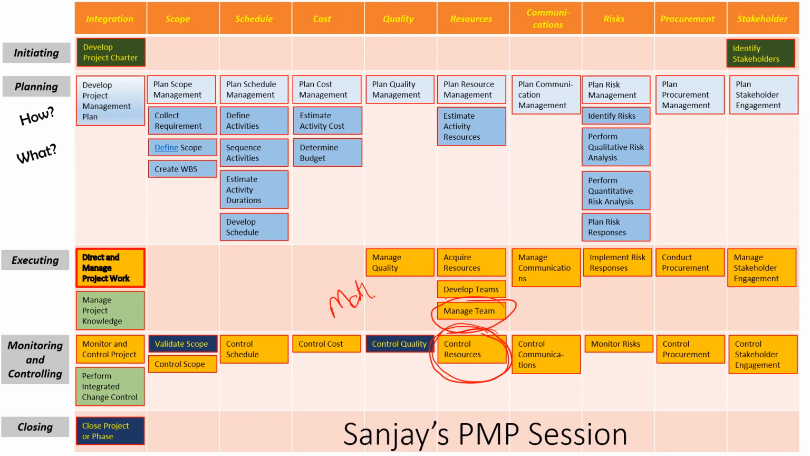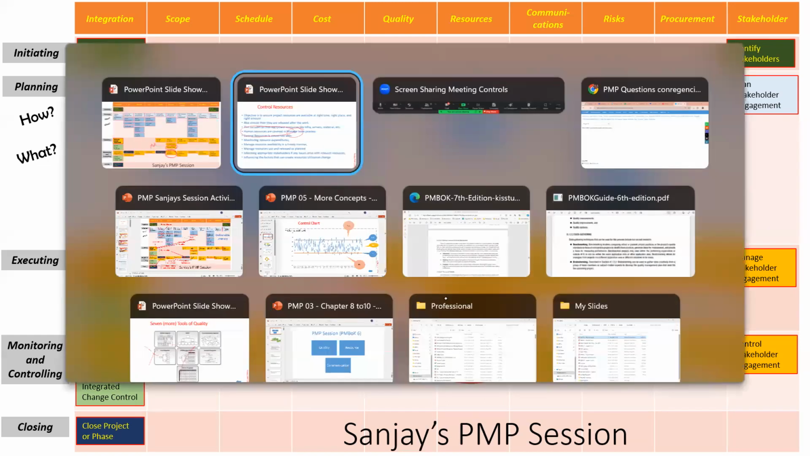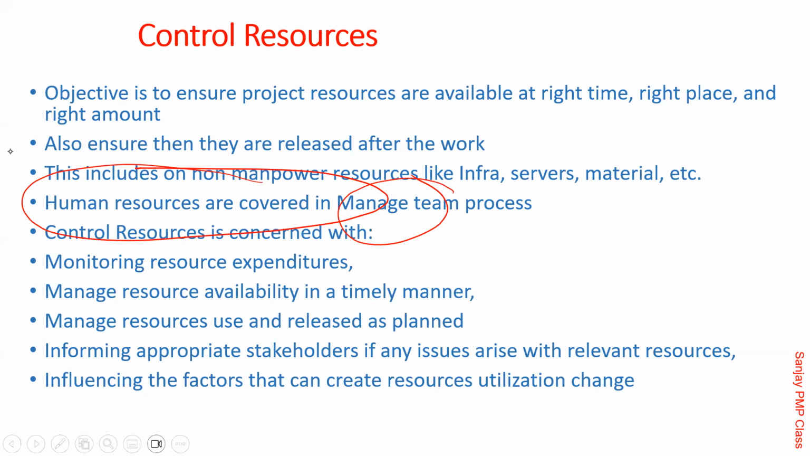So control team, control stakeholder, they don't use that word. It is because it is not good. They call it manage the team. You are managing the team. Controlling the team is not good. They are individuals, not machinery. That's what this statement is saying. Human resource is covered under manage team. It is not in control.